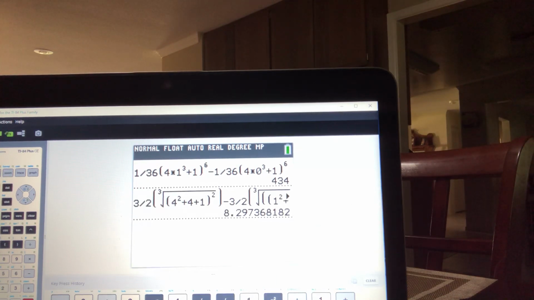So this is the correct answer. You should be getting 8.297. And if it's not a whole number in your assignment, always round it to the thousandths place. So your final answer for number 2 would be 8.297.